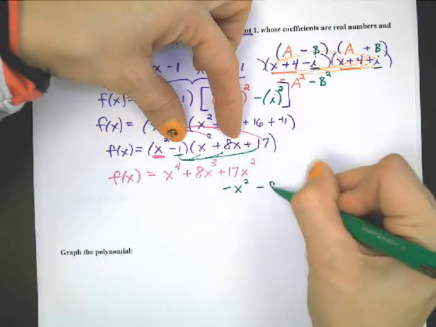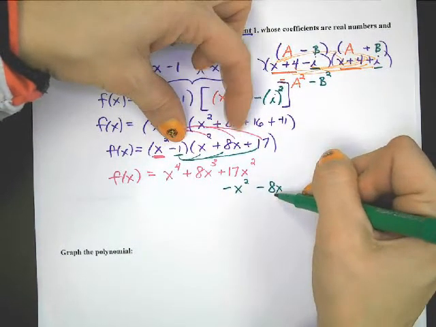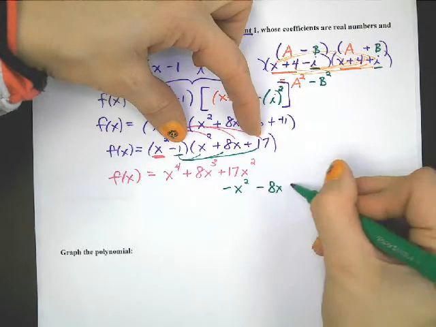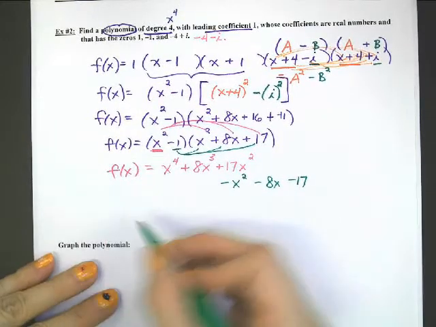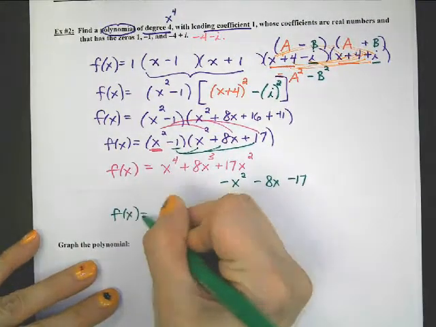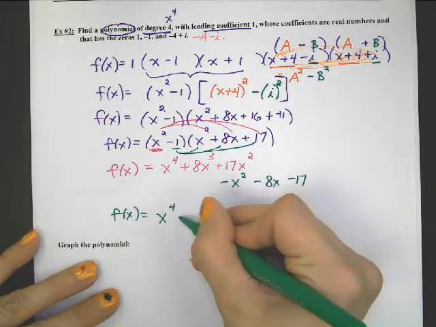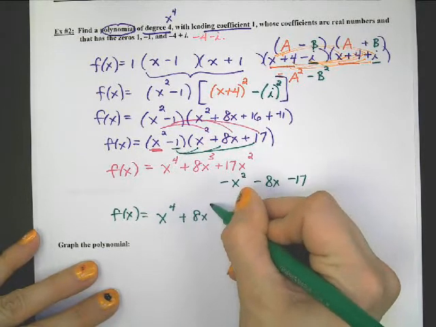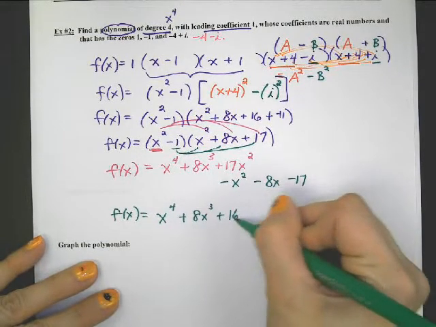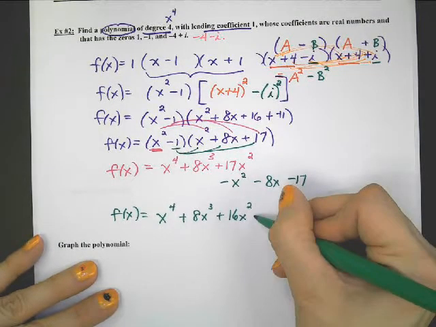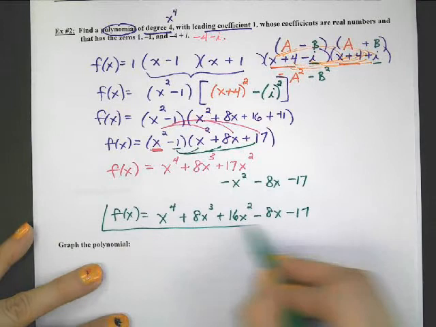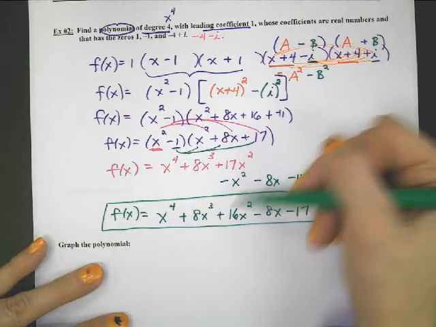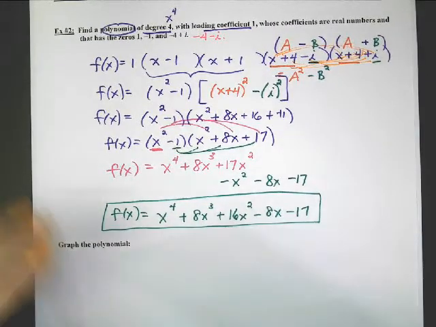Minus 8x, I'm going to put that here in the x column. Minus 17 is in the constants column. Now they're all lined up nicely. So f of x equals x to the 4th plus 8x cubed plus 16x squared minus 8x minus 17. So just organizing your work will maybe make things a little bit easier.